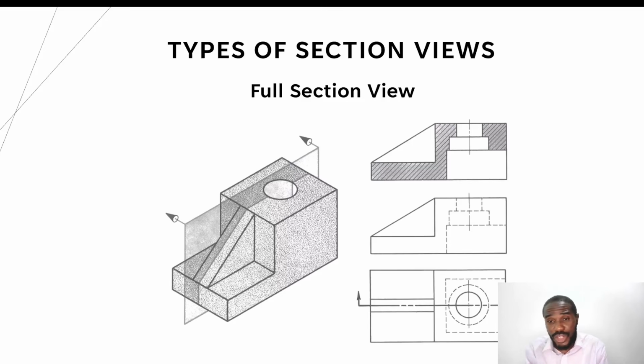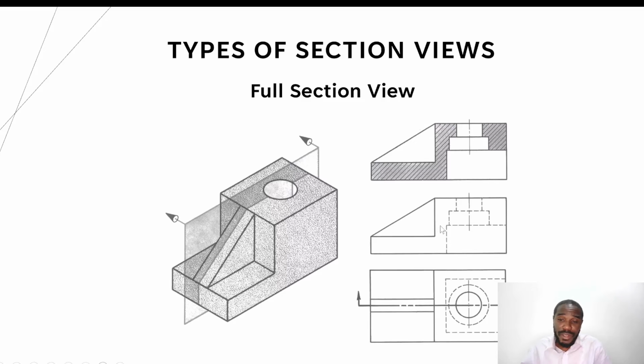So what are the types of section views that we have? One is full section, and this is a case where you have a single plane that cuts right through the whole object, and then you are able to see. In this case, you've got this in isometric view, and this is the cutting plane. If we slice this object right down the middle where the cutting plane is and look in that direction, what we see has been represented here.